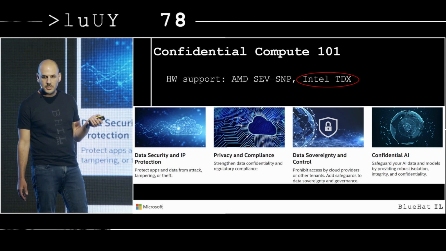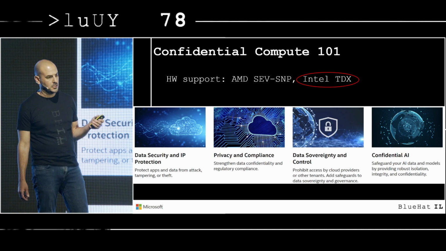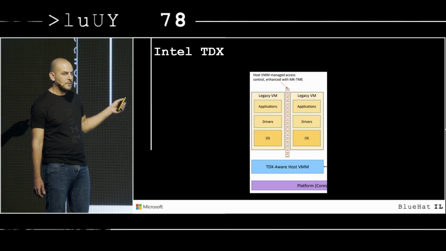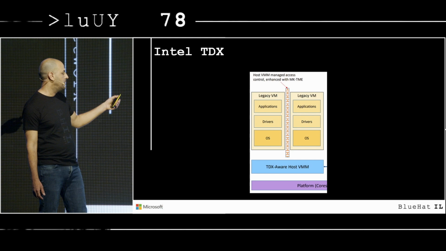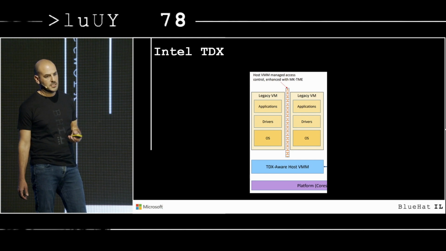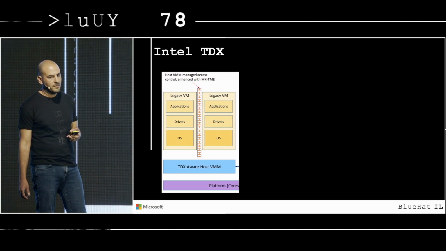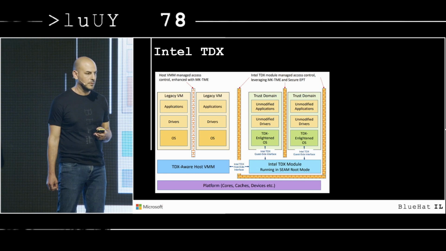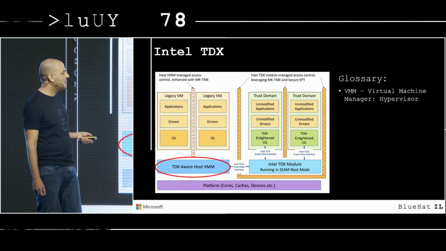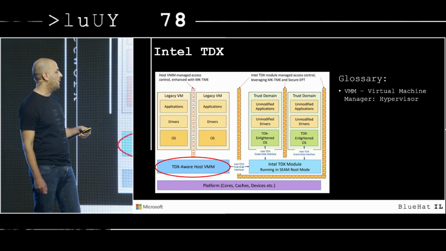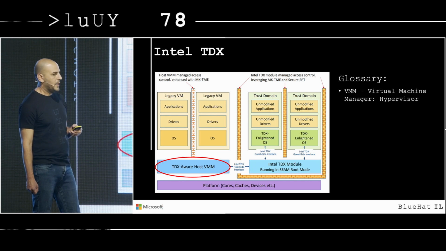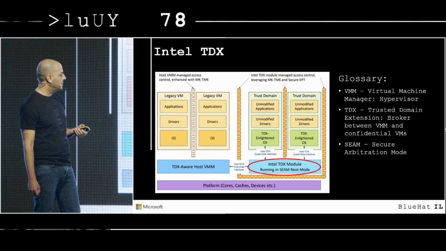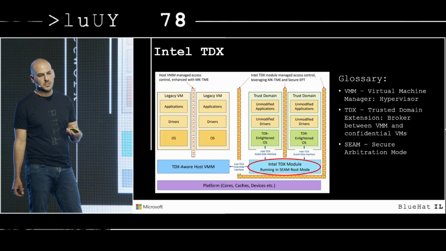Okay, so let's talk a little bit about Intel TDX architecture. We have the old architecture, like we said, a VMM managing the legacy VMs. But now we have a new addition to it, which is the confidential world that we need to be aware of. So the VMM needs to be aware of this confidential mode. This is why we have TDX-aware. The VMM is the hypervisor. And we have the TDX module, which is the broker for this new secure state.